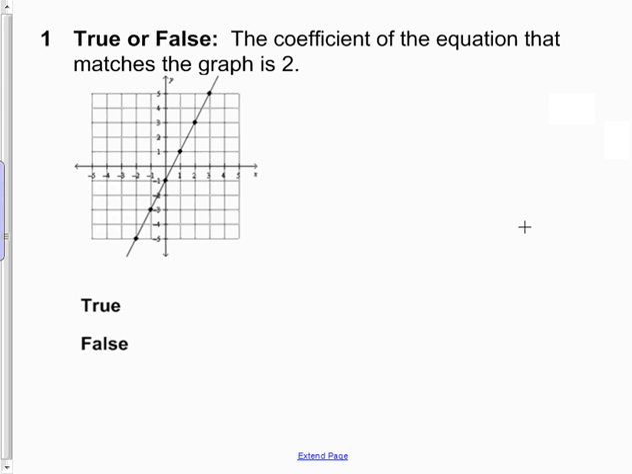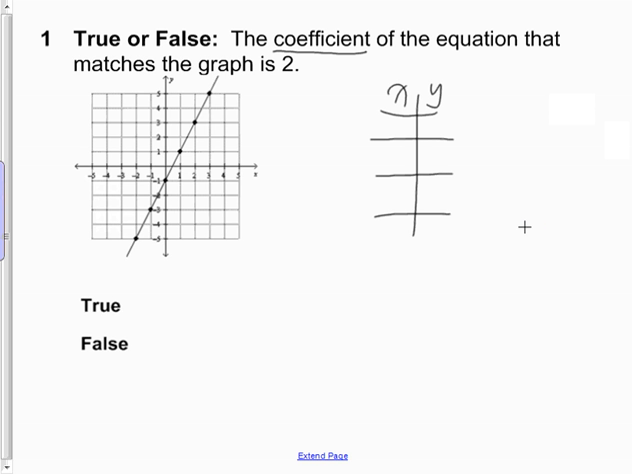The coefficient of the equation that matches the graph is 2. So here's our graph, and it's asking us for a coefficient, which means technically it wants to know what the equation is. And if you want to know what an equation is to a graph, the first thing you should make is a table of values.